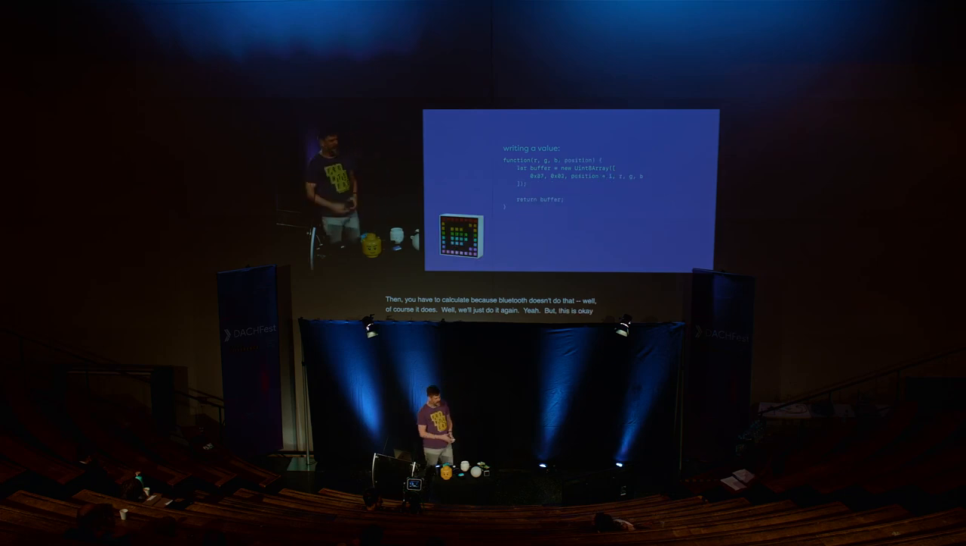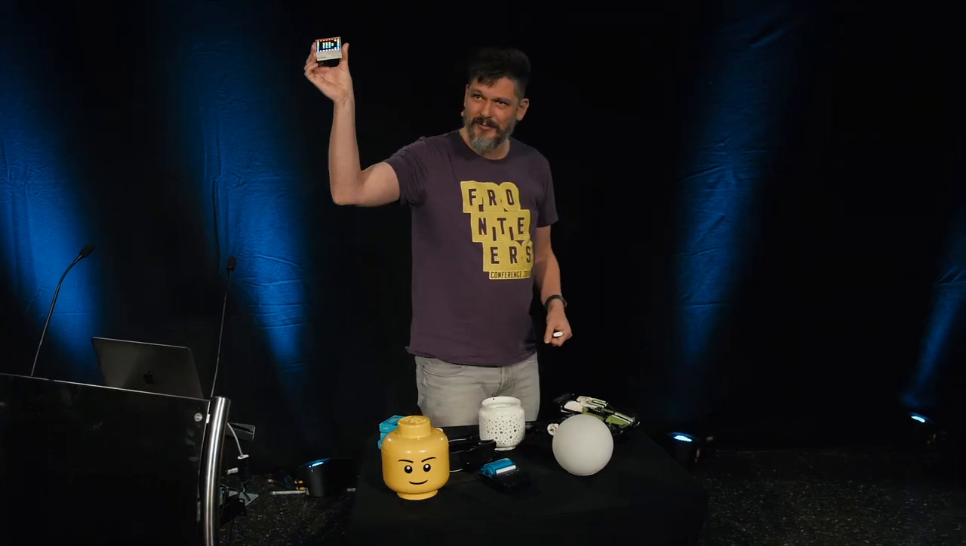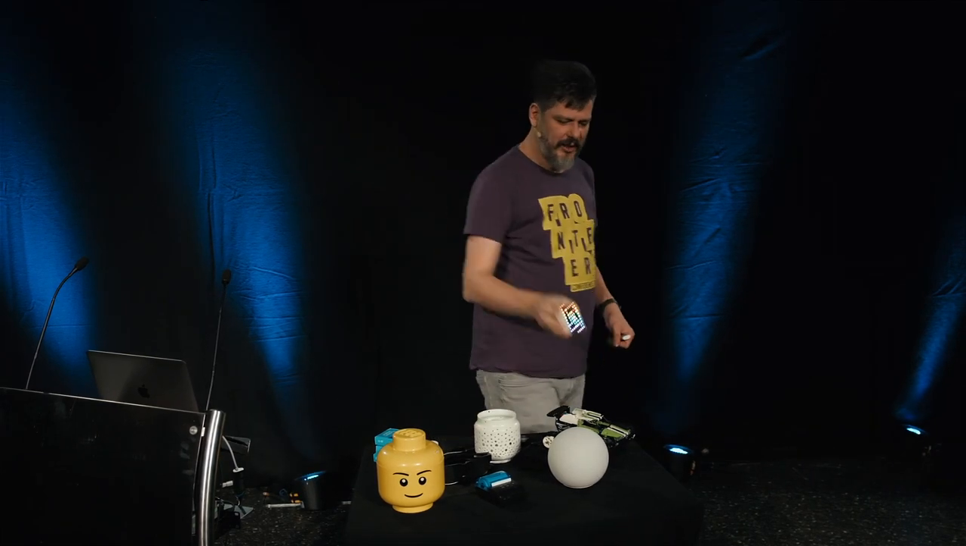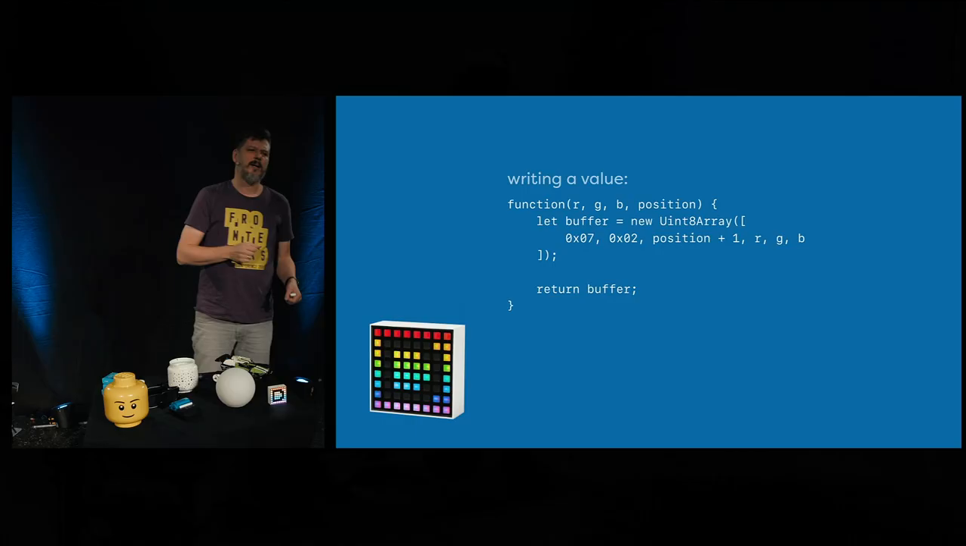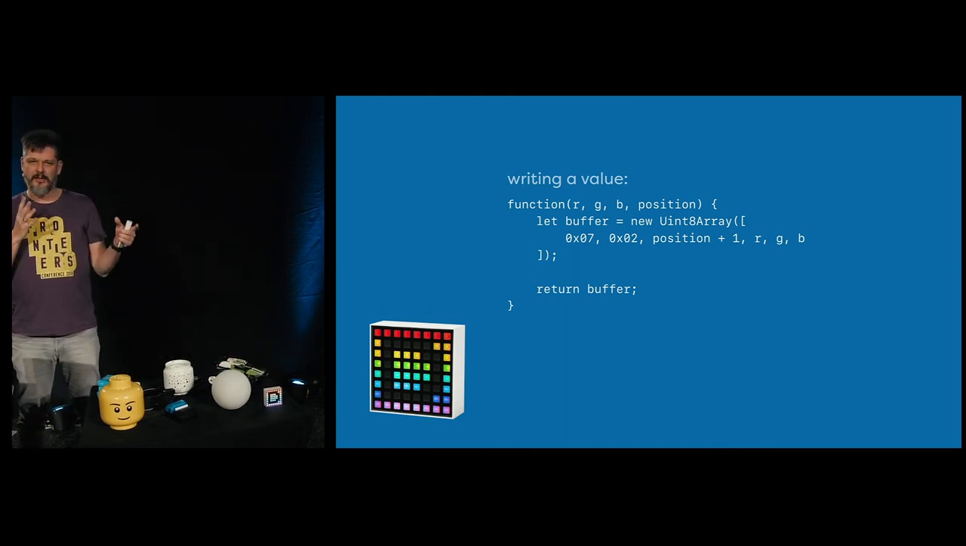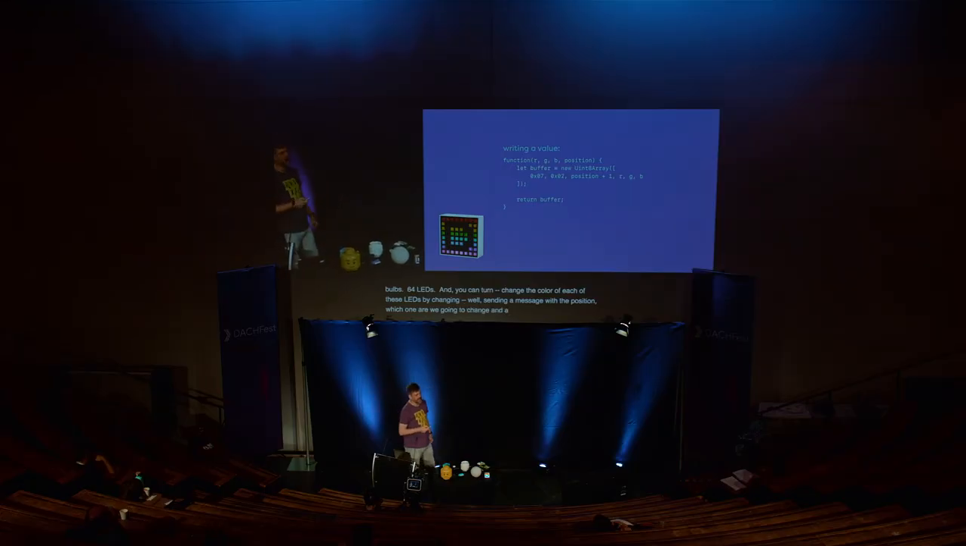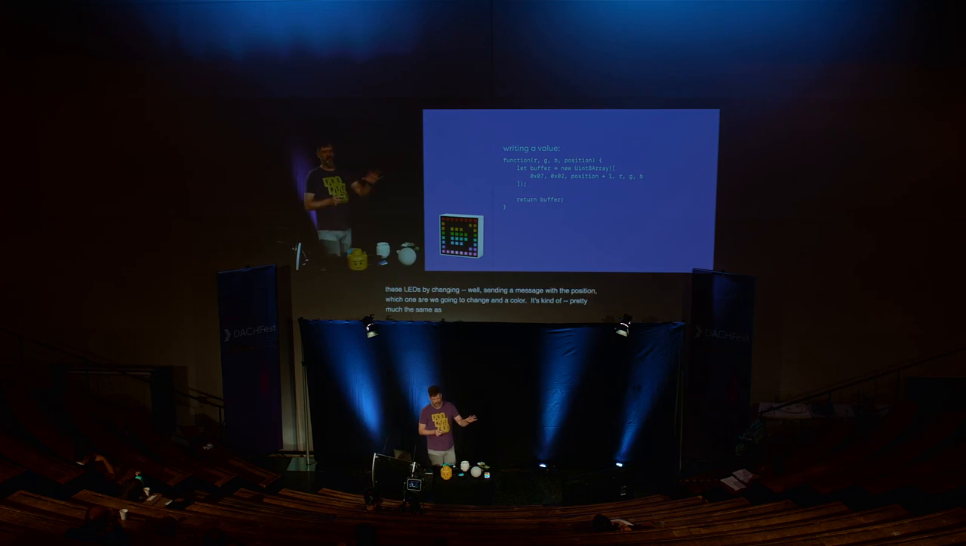So I also brought this little LED matrix. This is basically 64 light bulbs, 64 LEDs. And you can change the color of each of these LEDs by sending a message with the position, which one are we going to change, and the color. It's pretty much the same as a light bulb. So this is really simple.